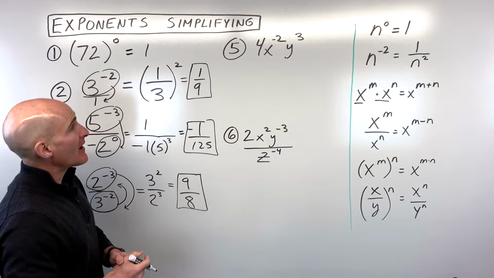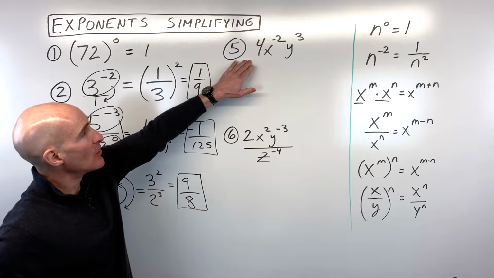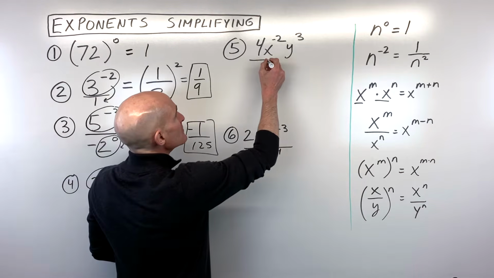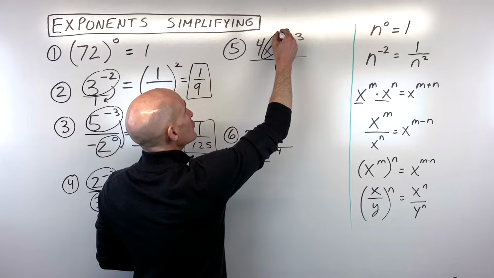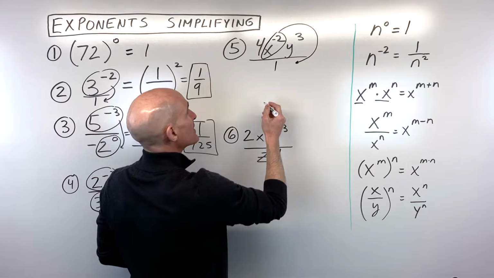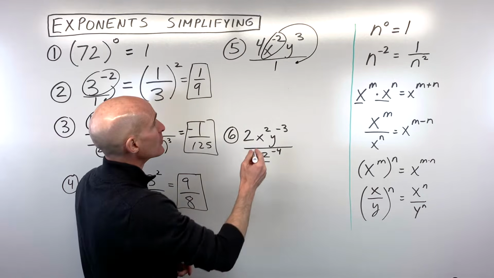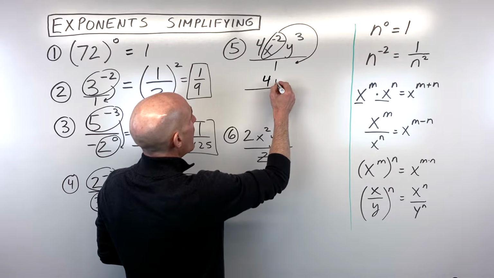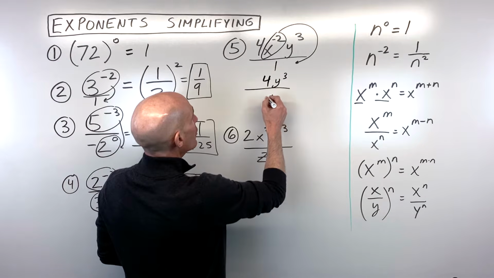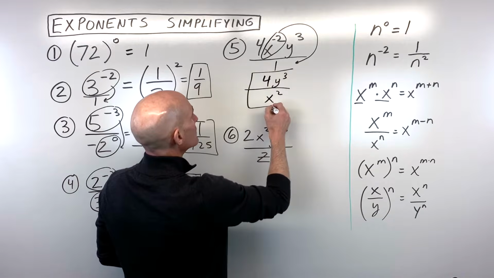Okay, for number 5, what did you get for this one? Now this one, what I would do is I would think of this as being a fraction by putting it over 1. This x to the negative 2, I would move that to the other side of the fraction and make that a positive exponent. So this ends up coming out to 4y cubed all over x squared.